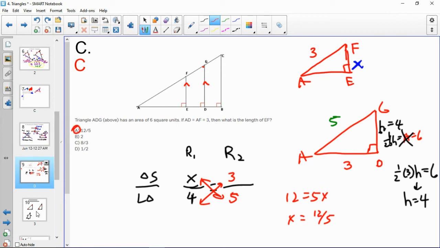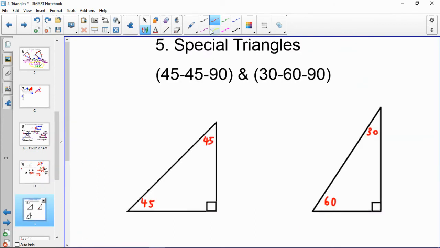And we move. All right, now that we're done talking about similar triangles, we're going to talk about the concept of special triangles, special right triangles. And the two types are 45, 45, 90 and 30, 60, 90. As you can probably guess, they're referring to the angles of the right triangle.